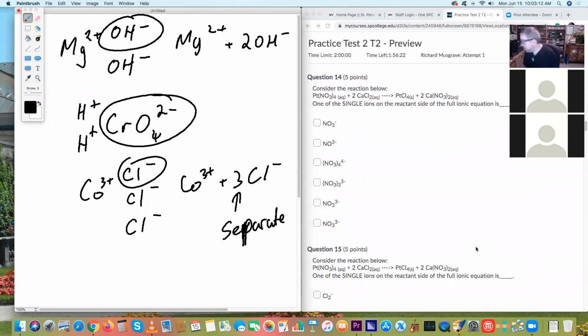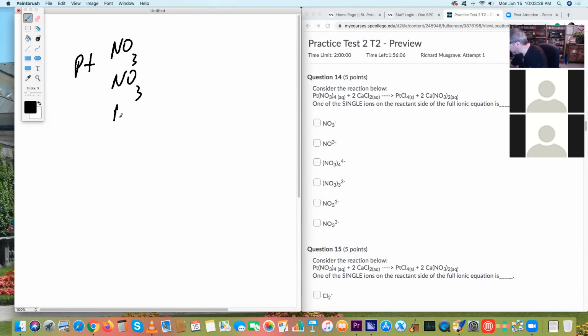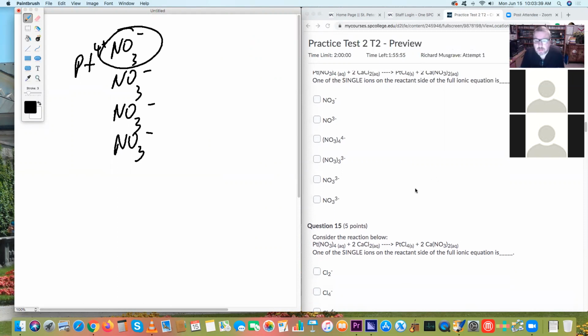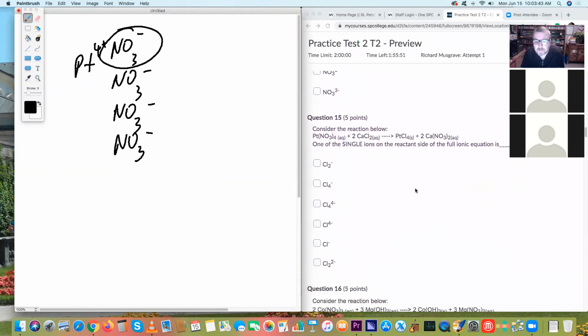So for this one, again, same kind of deal. We've got the one with this Pt compound, and if I drew a picture of it, it'll look like this. That's going to be 4 plus because that's minus, minus, minus, and minus, which makes the ion there, the one I'm circling, the NO3 minus.